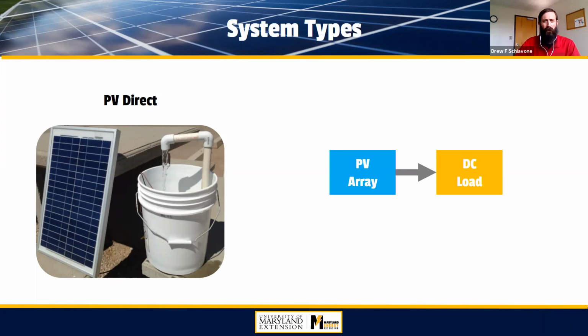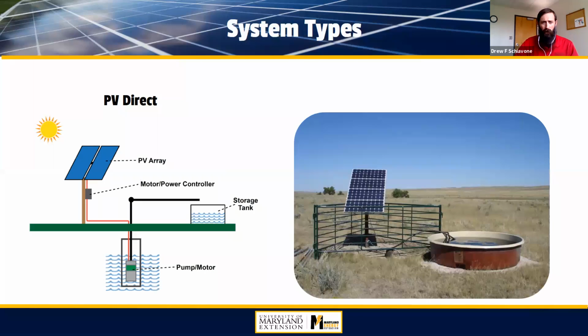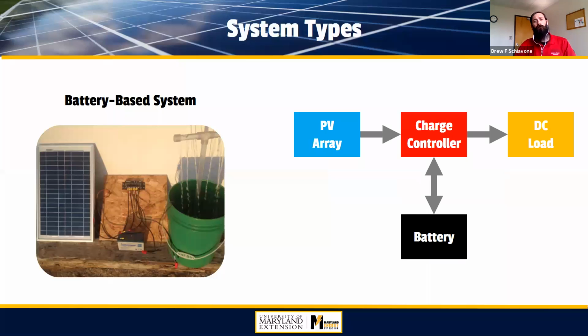I'll just share briefly a couple applications, starting with the most basic direct type system. In this case, you have your module directly connected to a load, and the photograph I shared is a bilge pump pumping water. So very simple. When the sun is shining, you're producing electricity that drives the bilge pump, your DC load. That's a very simple example. There's limitations with that, of course, but that's basically how it works.